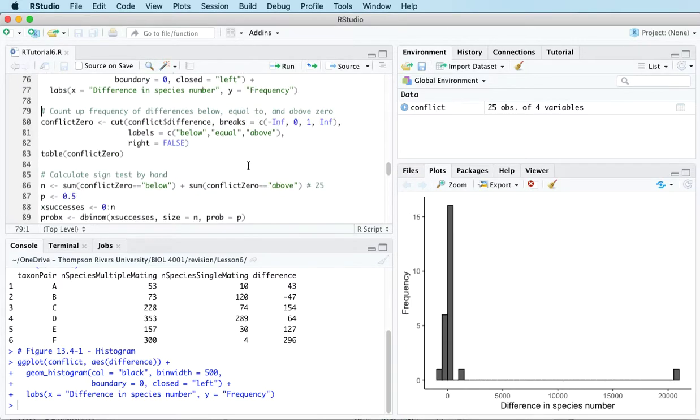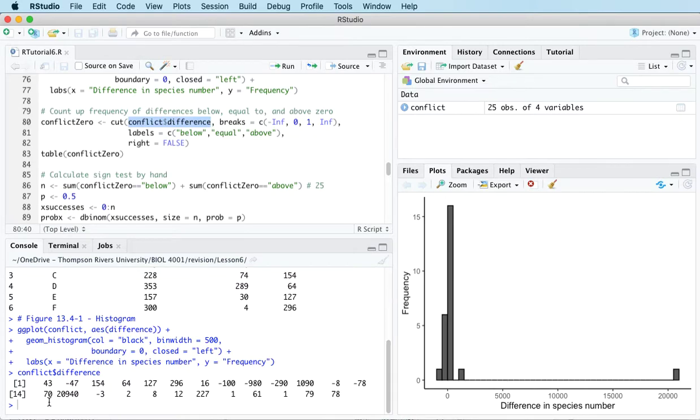Okay, so let's go on and do this. So the way this particular non-parametric test works is as follows. This is the sign test, and here's our data that we need to work with. This is the differences in the number of species between the multiple mating group and the single mating group for each insect taxa.